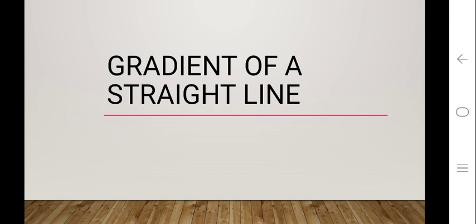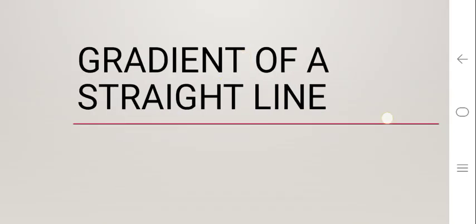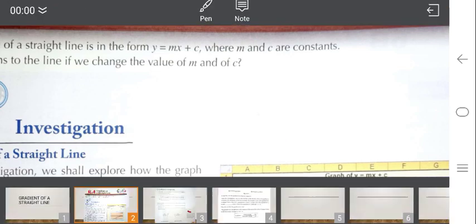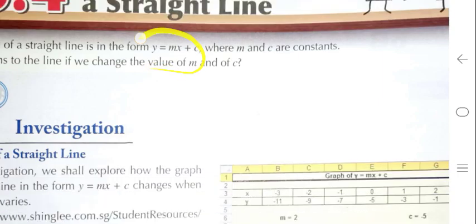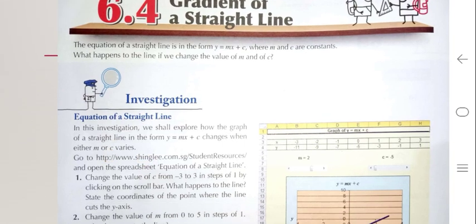Okay, today we are going to learn about gradient of a straight line. Now, the equation of a straight line is in the form of y equals mx plus c. We all know that, right? For example, y equals 2x plus 3 or y equals 2x minus 3. They are all in the form of y equals mx plus c, where m and c are constants. What happens to the line if we change the value of m and c?